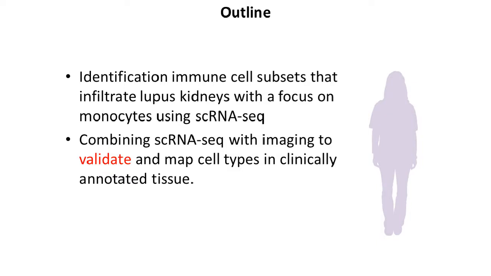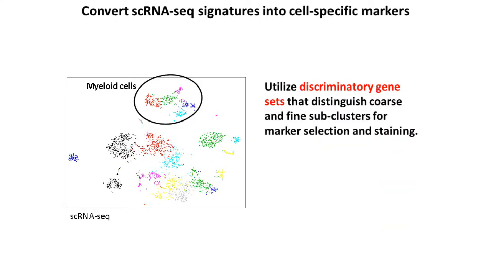So as we go back to the outline in terms of the rest of the talk, I wanted to discuss how we combine the single-cell RNA sequencing with imaging to validate and then map our cell types in clinically annotated tissue. And the basic strategy that we take in order to map is we have to convert our single-cell sequencing signature into cell-specific markers. And this is important to be able to have the ability to stain for RNA. And in particular, because all of these clusters are defined by transcriptomes and RNA, we will need to be able to stain for those specifically. And what we want to be able to do is utilize something called discriminatory gene sets. These are the genes that actually help distinguish each cell cluster from one another.